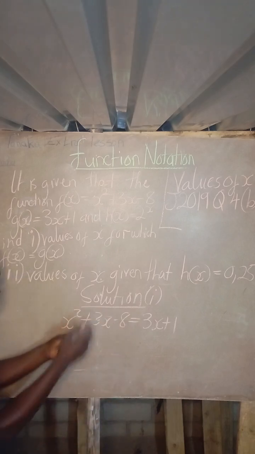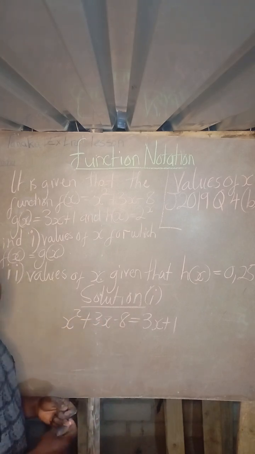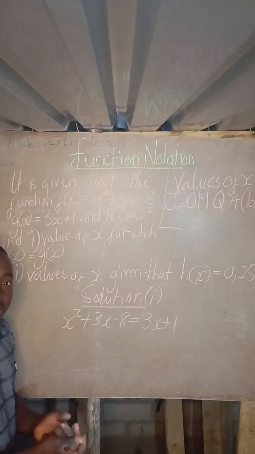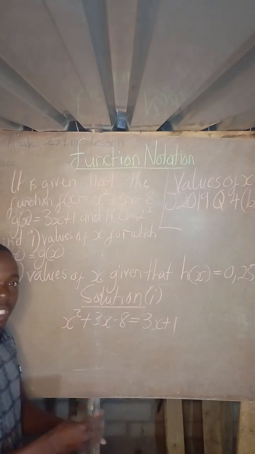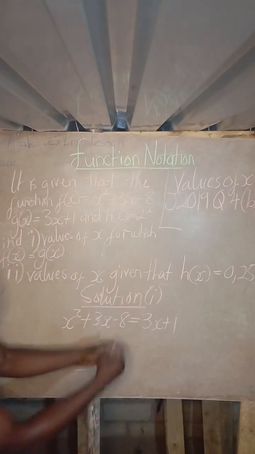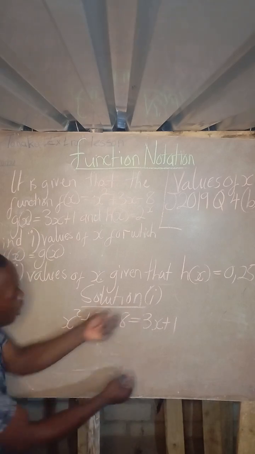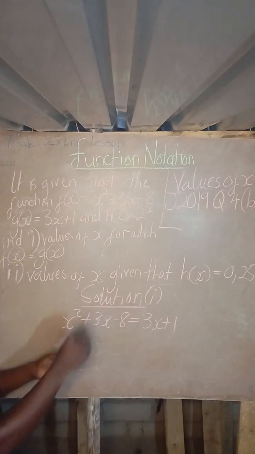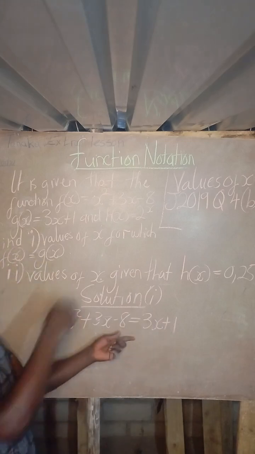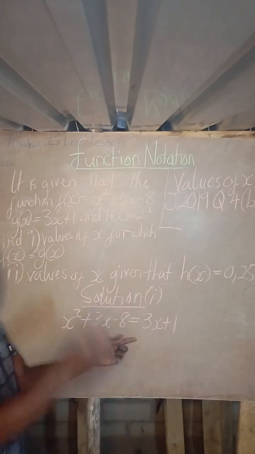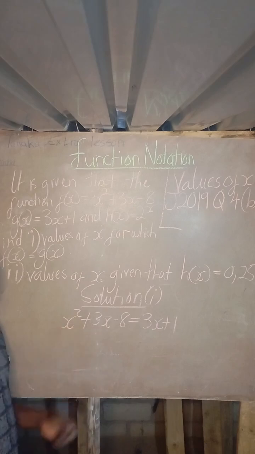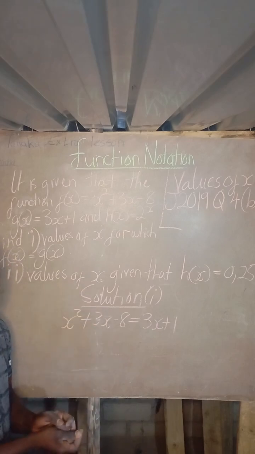But remember, when a number jumps over the equal sign, it changes its sign. If it had a positive sign, it becomes a negative sign. So if it had a positive sign like this one, when it jumps the equal sign and goes to the other side, it becomes a negative sign. Then the 1 becomes minus 1 when it crosses the equal sign, because we want to group like terms.